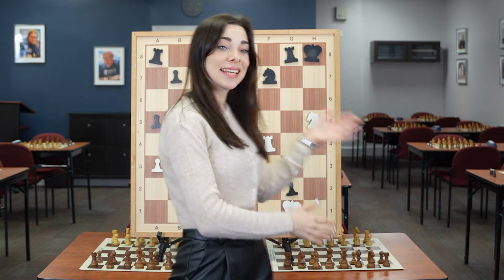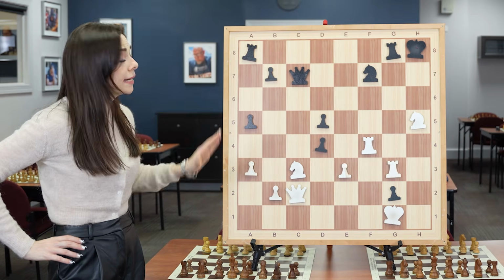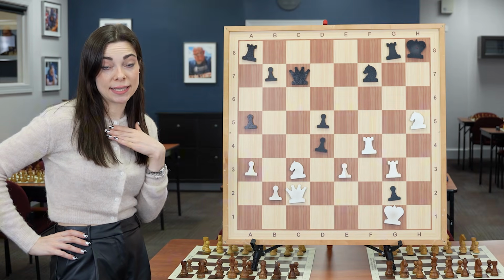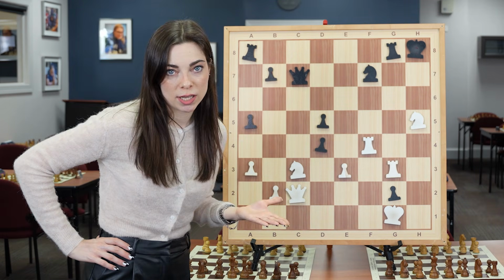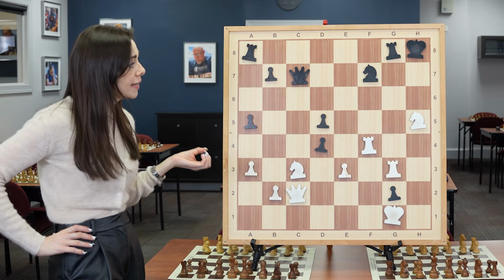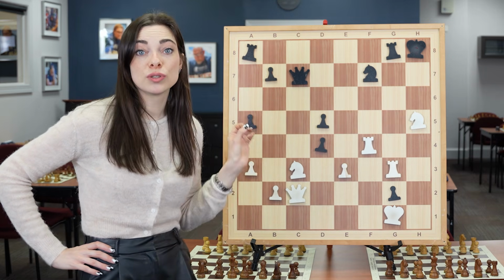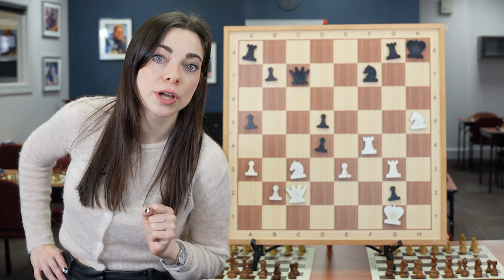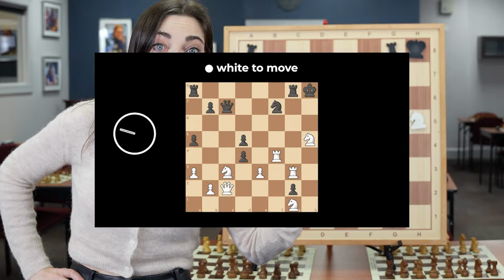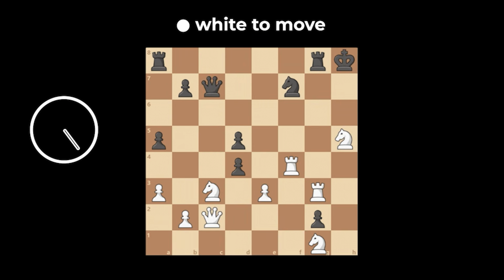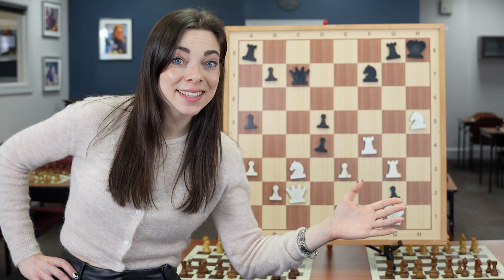So let's take a look at this position over here. It is actually taken from my game against a young talent, a future grandmaster. I found a very nice sequence of moves that I suggest you take a look at and try to guess yourself. You can also pause the video. 3, 2, 1. You found it?